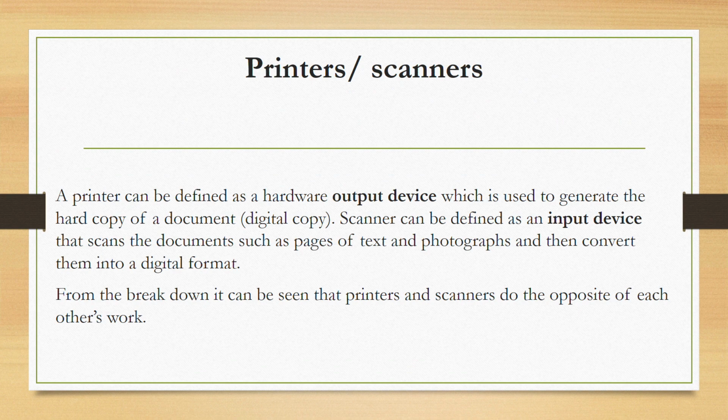We come to printers and scanners. In simple terms, a printer can be defined as a hardware output. We mentioned this. It is used to generate the hard copy of a document. It generates from soft copy to hard copy. A scanner is the opposite. A scanner can be called an input because it goes from hard copy to soft copy.